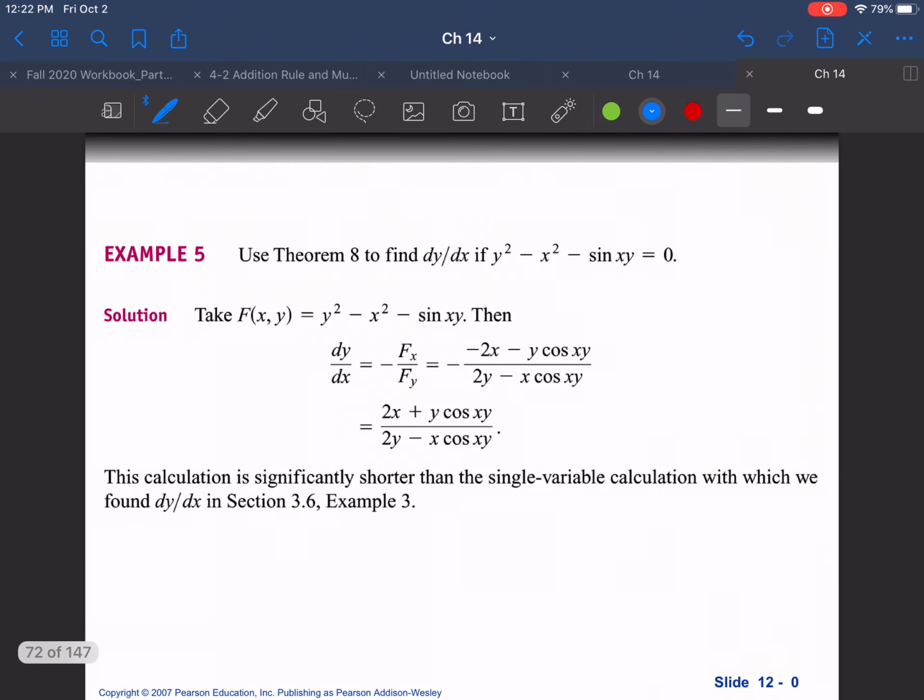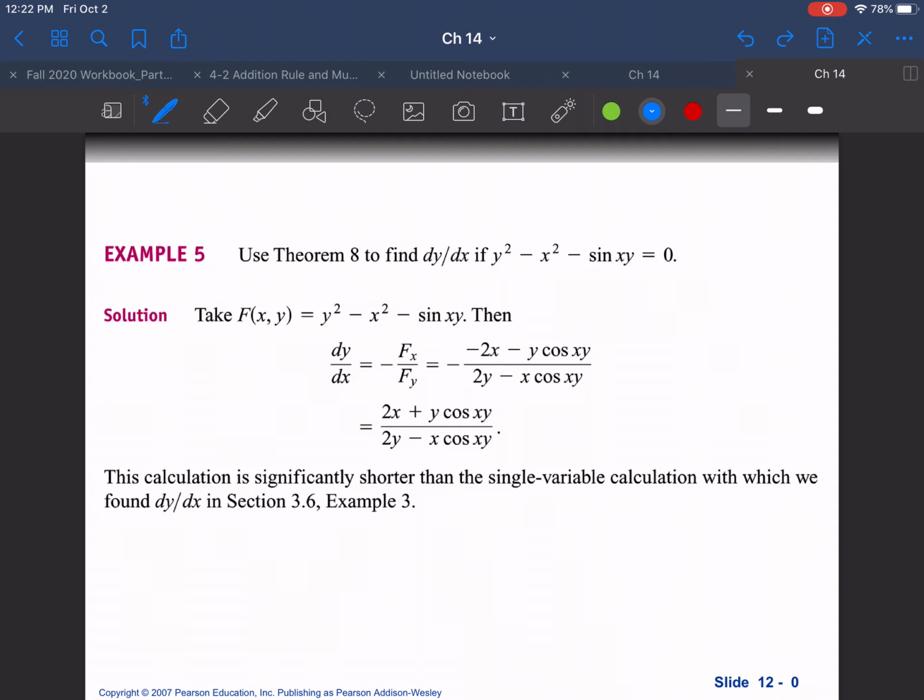Yep. So here we have used theorem 8 to find dy dx if y squared minus x squared minus sine xy equals 0. Basically we're going to do this with what we just came up with on the other page. We're going to say dy dx equals the negative of the ratio of the two partial derivatives, one with respect to x, one with respect to y. So here is the partial derivative with respect to x, here's the partial derivative with respect to y, there is that negative sign. Put them together, and there you go, you've got that.